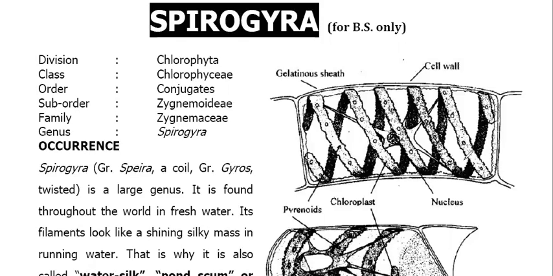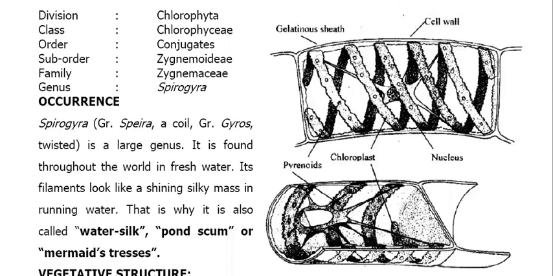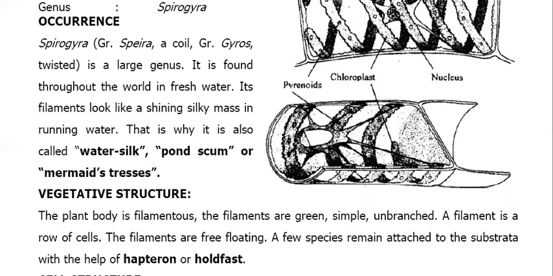Regarding the occurrence of Spirogyra, it is generally found throughout the world in fresh water. Its filaments look like a shining silky mass in running water. This is why it is also called water silk, pond scum, or mermaid's tresses. These are all names of Spirogyra. Whenever you hear water silk, pond scum, or mermaid's tresses, it means Spirogyra.